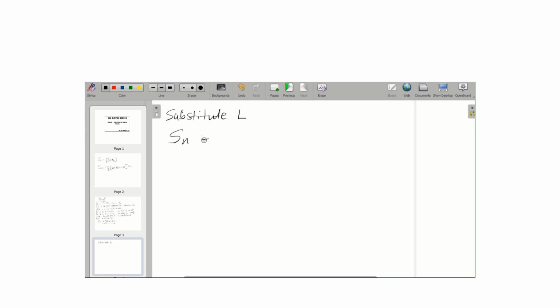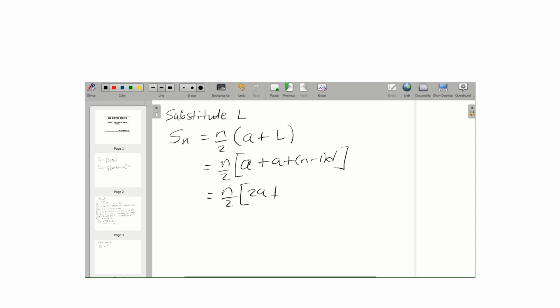So Sn equals n over 2 times a plus L. In place of L, we are going to write a plus n minus 1 times d. And if we simplify this, we have a plus a, which is 2a, plus n minus 1 times d. And that is your second formula, if they wanted you to prove this particular formula.